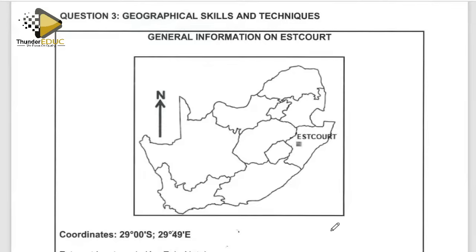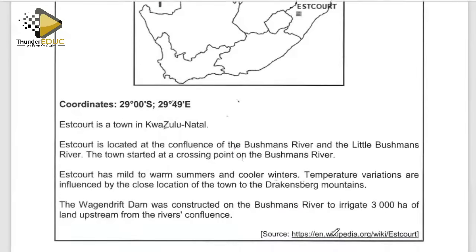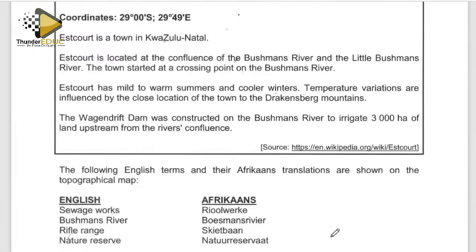Right, that is the general information on Estcourt, which is a town in KwaZulu-Natal with those coordinates: 29°00' south and 29°49' to the east. Right, that is longitude.